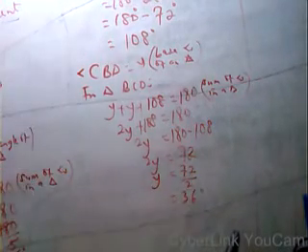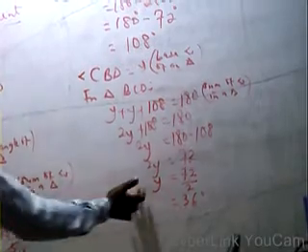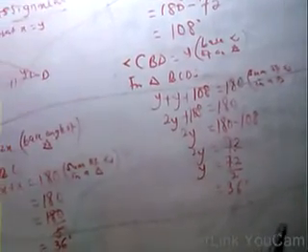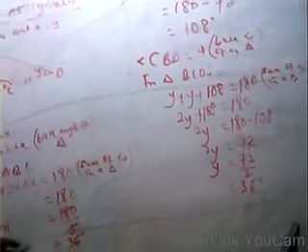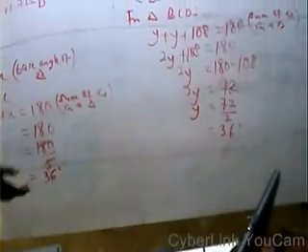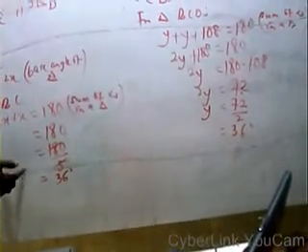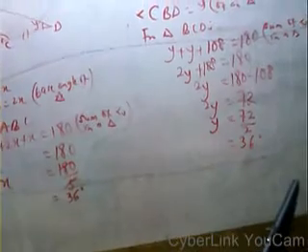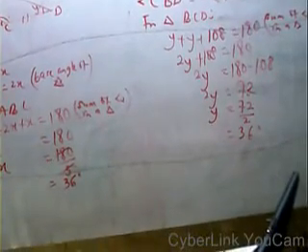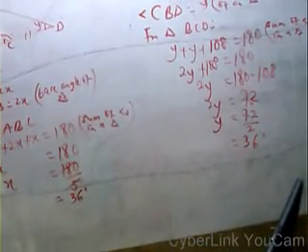Can you see now? So it means that the value of y is also what? Sorry, the value of y is 36 degrees. And what we also got for the value of S is also 36 degrees. Meaning that the value of S and the value of y are now the same thing.